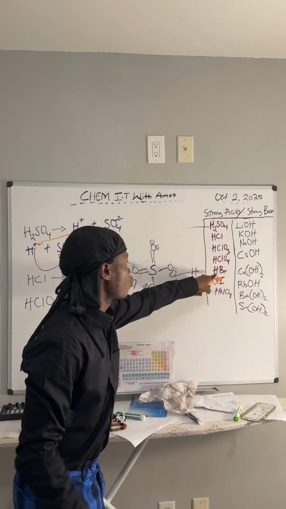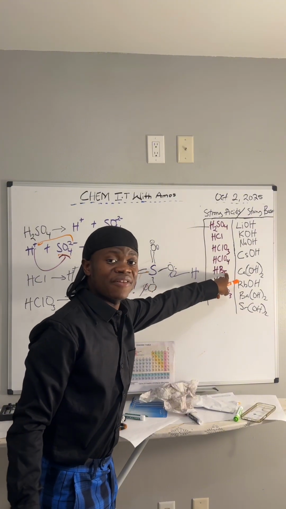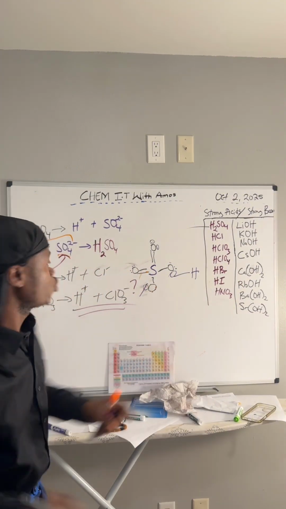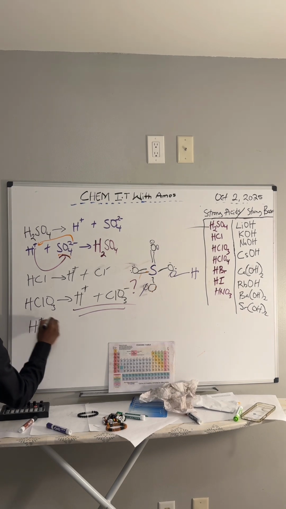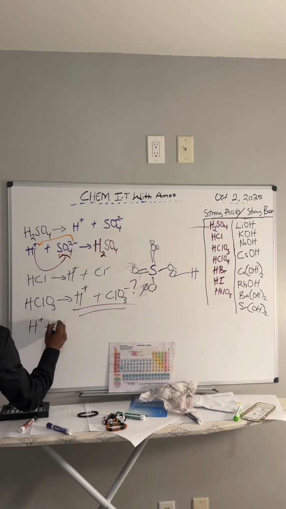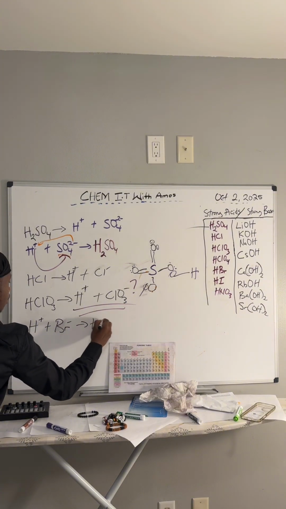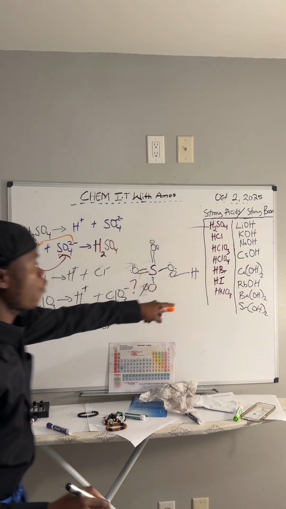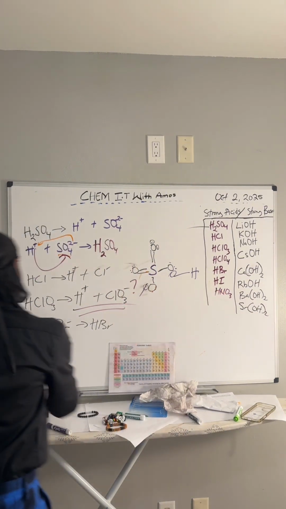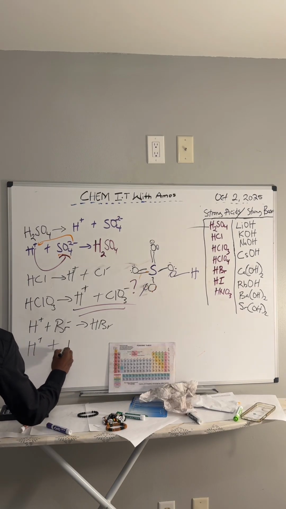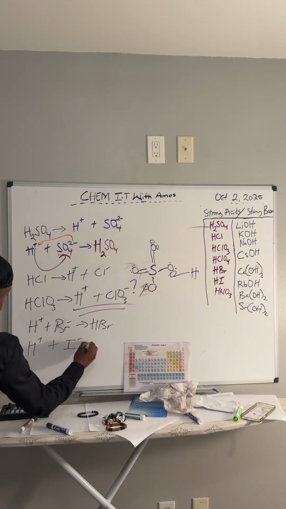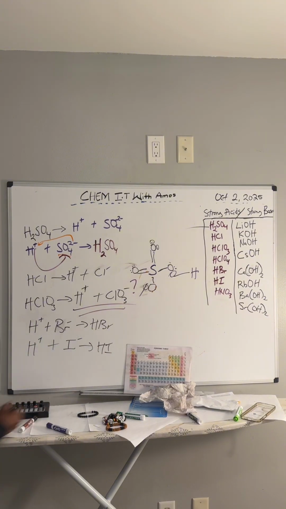The next one is hydrobromic acid. H is in group 1. Br is in group 7, or 17, so it's just one to one. It was H plus and Br minus in the case of HBr. How was this formed? It was H plus and Br, and Br is in group 7, or group 17, so it is negative. So it becomes HBr.